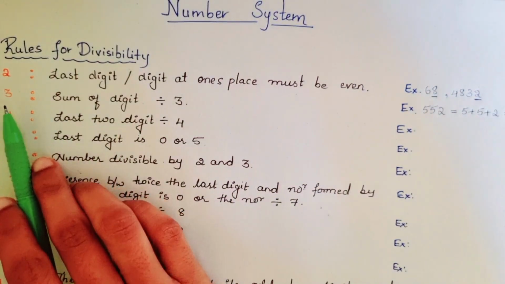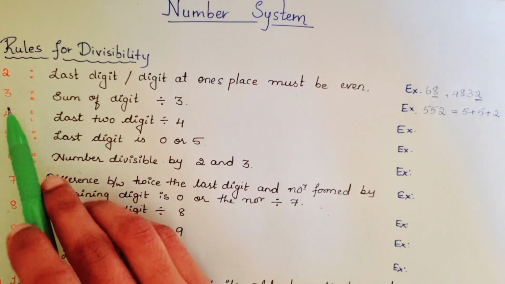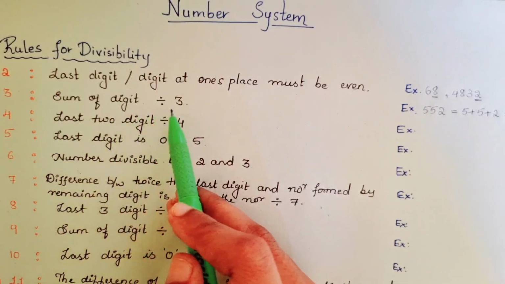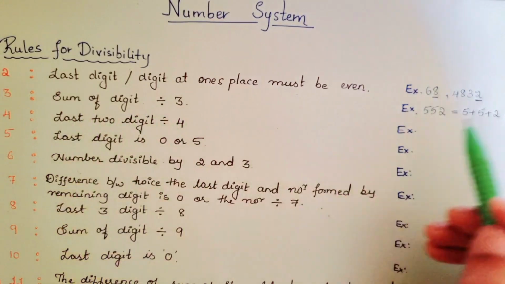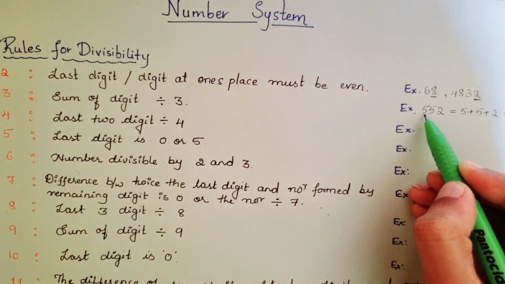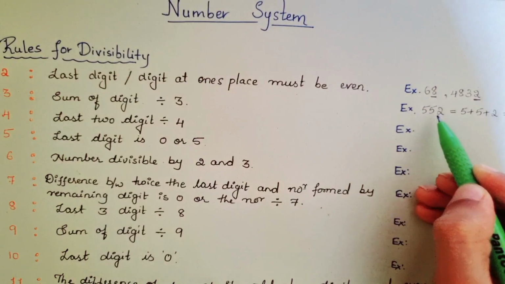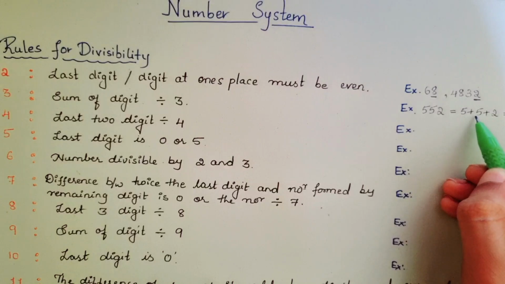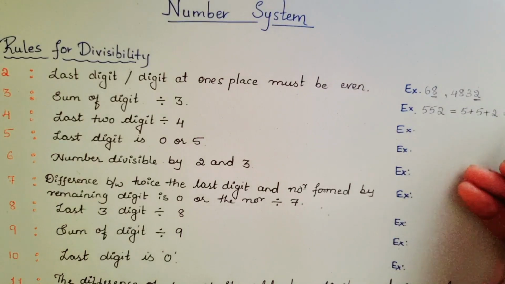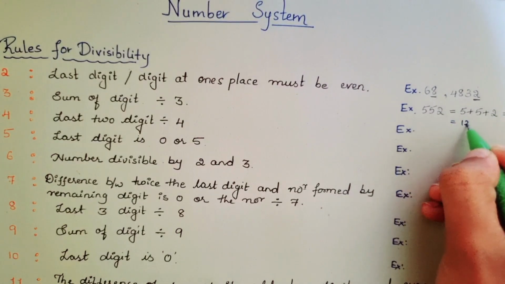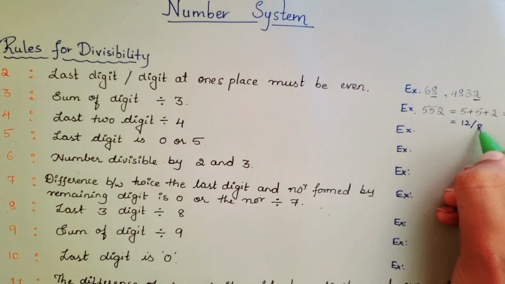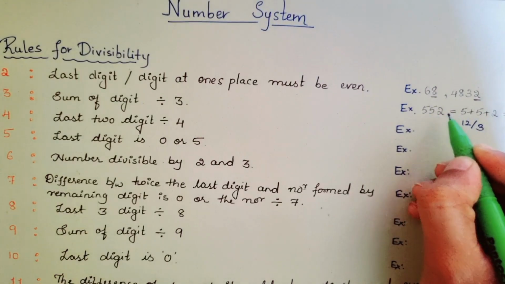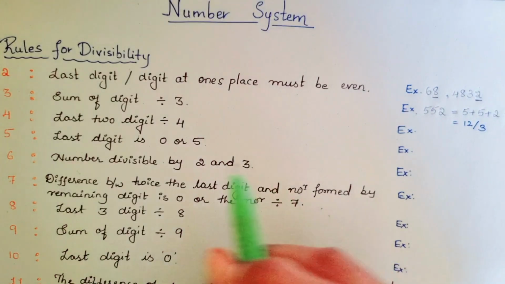Next is to check whether the number is divisible by 3. The sum of digits must be divisible by 3. So if the given number is, for example, say 552, you just need to add all these 3 digits. 5 plus 5 plus 2. It is 12. So 12 is exactly divisible by 3. Then we can say that 552 is divisible by 3.